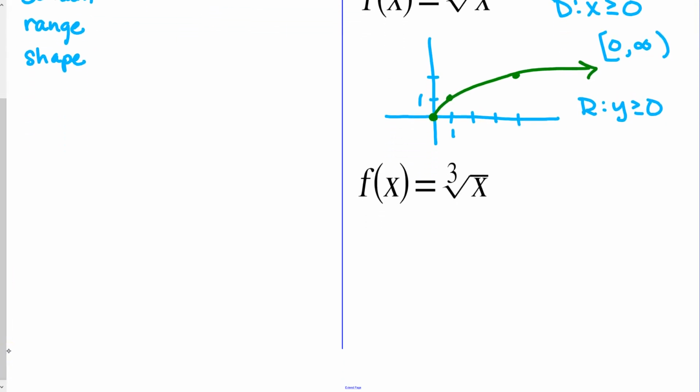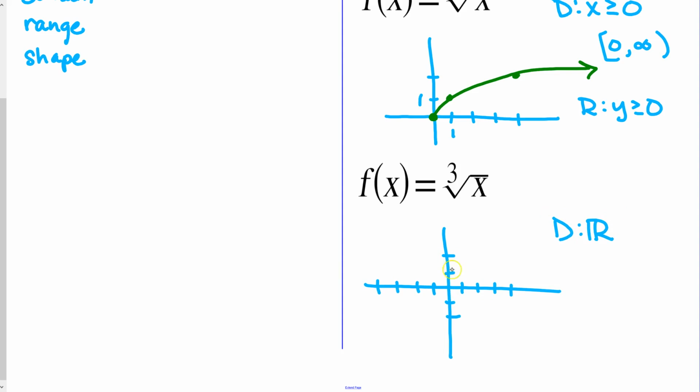Here's another radical function, but it's a cube root instead of a square root. And you can cube root negatives, like the cube root of negative 8 is negative 2, the cube root of negative 1 is negative 1. So there's no restriction on the domain. The domain is all real numbers.